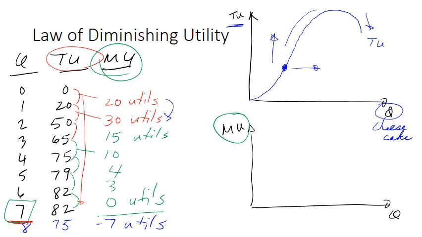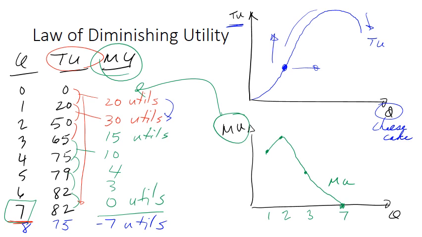So if we want to map out and graph marginal utility, we're just going to graph these numbers over Q. So at unit number 1, we're going to see that we have 20 utils, and at unit number 2, we're going to be at 30 utils, and then unit number 3, we're going to fall to 15 utils, and so on and so forth, right? Marginal utility is going to look like this, and by the time we get out here to unit number 7, marginal utility is 0. So this is what your marginal utility curve is going to look like.